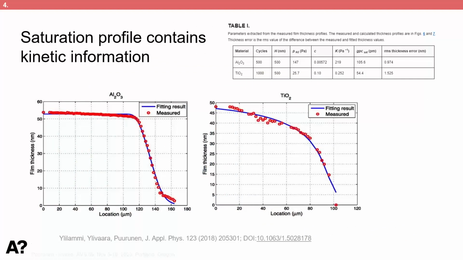So saturation profile contains kinetic information. So we already saw that the value of sticking coefficient really affects how the shape is. And this is an example from the Ylilammi paper where this Ylilammi's model was introduced. It's a standard diffusion reaction model, but Ylilammi made simplification to be able to calculate the partial pressure analytically, meaning that there's less. It's just one differential equation plus this analytical equation to solve.